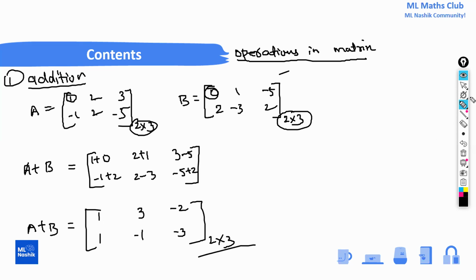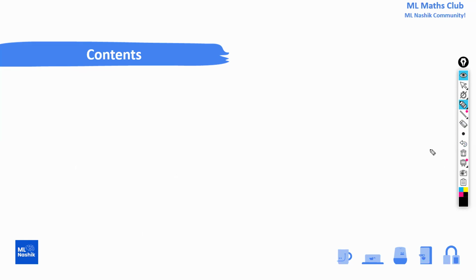Now, students, let us see how you can subtract. I'm saying not subtract. How can you multiply two matrices? Multiplication of matrix.